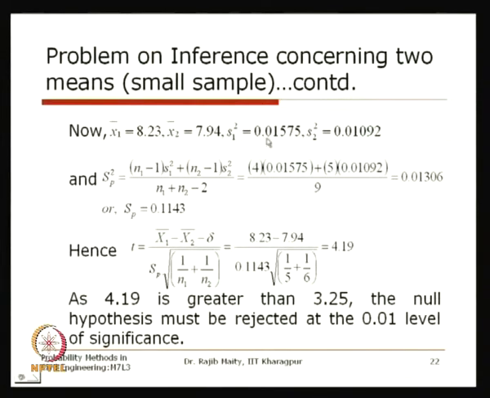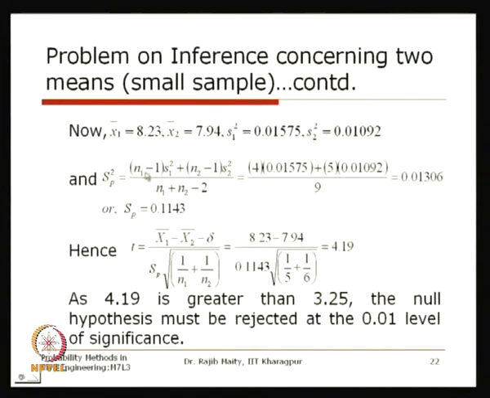Variance for the first sample is 0.01575 and variance for the second sample is 0.01092. These sample estimates we have already learned, so we can apply that for whatever data is given. Now, the pooled variance is n1 minus 1 times the variance of the first sample, plus n2 minus 1 times the variance of the second sample, divided by n1 plus n2 minus 2. So, we will just use this.